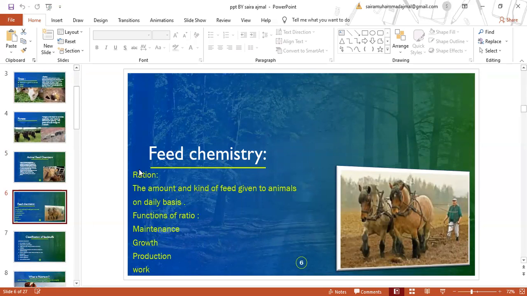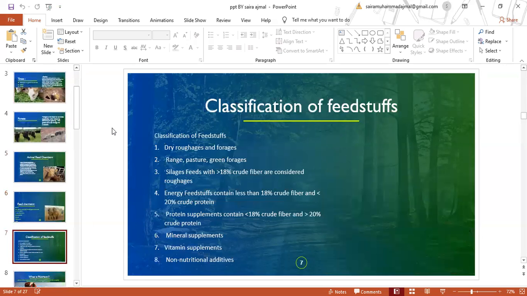Feed chemistry ration. The amount and kind of food given to an animal on a daily basis is called ration. Functions of ration: maintenance, growth, production, work.